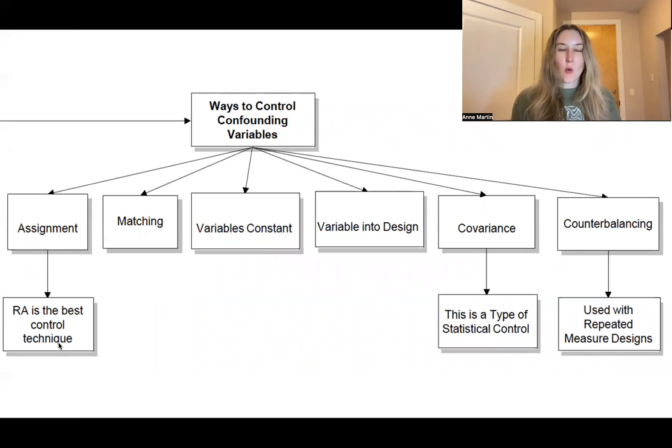So assignment, of course, random assignment is the best control technique. Matching is another one where you're not randomly assigning participants, but you're assigning them in a way to where they are reflective of each other. Keeping the variables constant, incorporating the variables into the design. If there's an extraneous variable, sometimes researchers might just make that another independent variable. Having the covariance, the statistical control or counterbalancing when you are using the repeated measures.